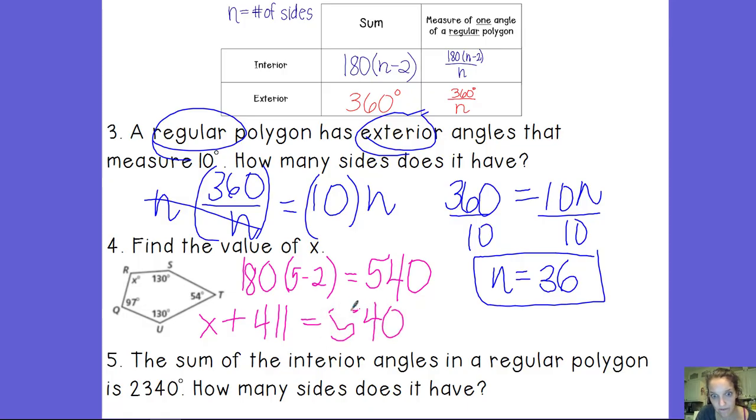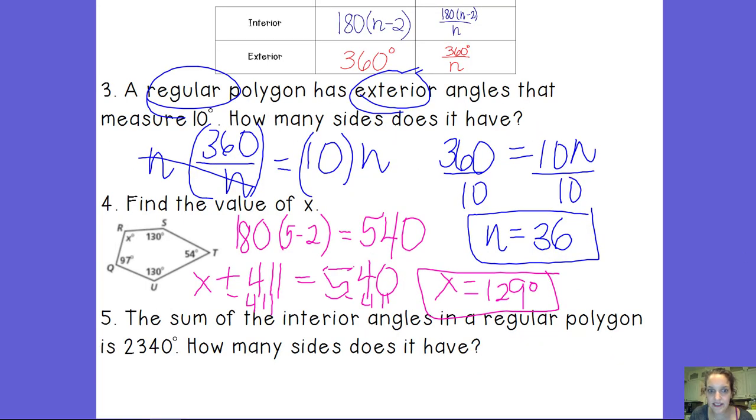That should be equal to 540 degrees. We know that the sum of all the interior angles of this polygon is 540. So I'm just going to subtract 411, and that missing angle is 129 degrees. You can double check: 129 plus 130 plus 54 plus 130 plus 97 all adds up to 540.